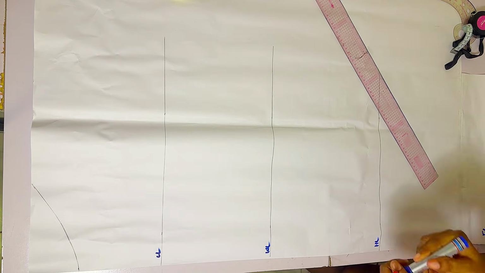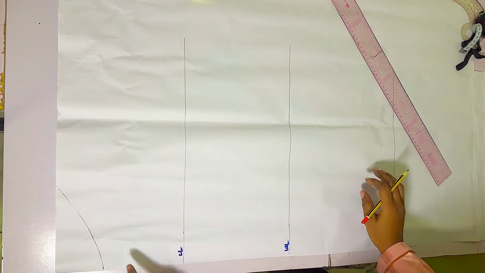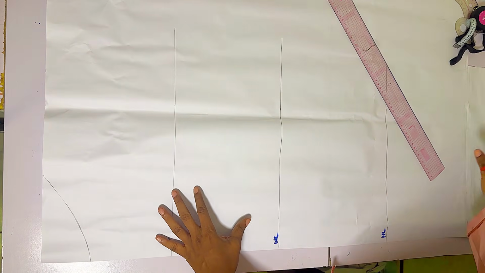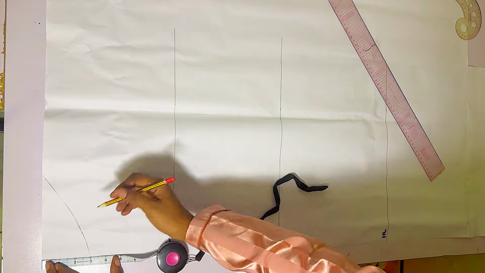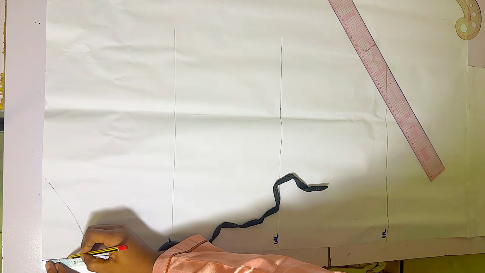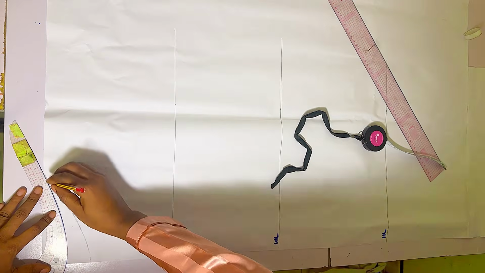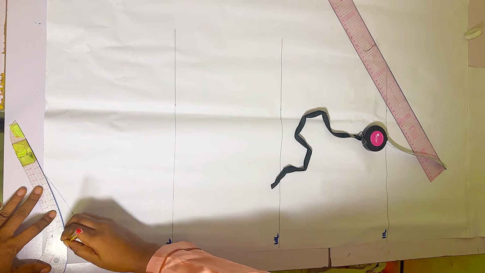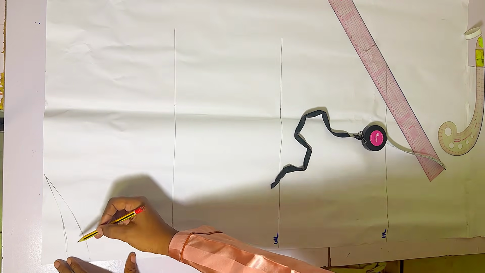The next thing I'm going to do is to get the back neckline. Remember I said we'll be using this pattern to cut out both the front and the back piece. So I'll be taking out the back neckline of 1.5 inches depth, and I'll be maintaining the 6 inches for the width. I'm going to connect this with a curve as well. So this is the back neckline and this is the front neckline.